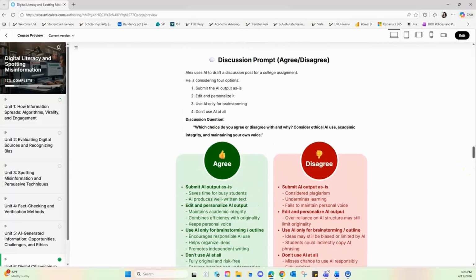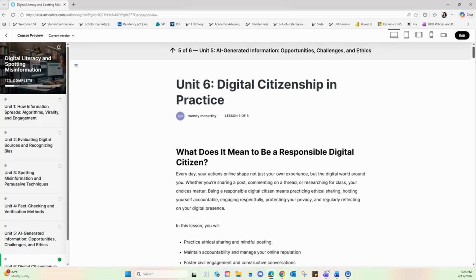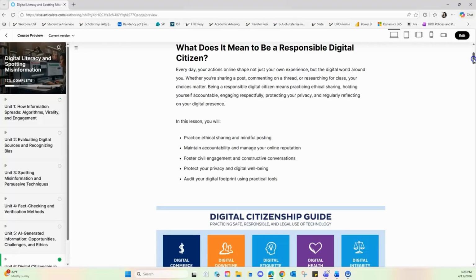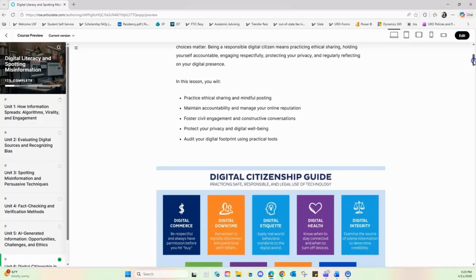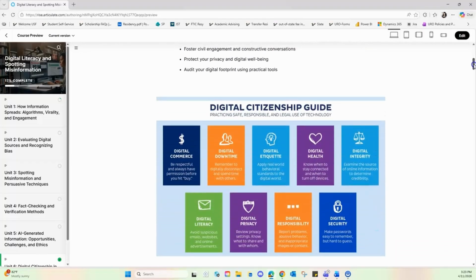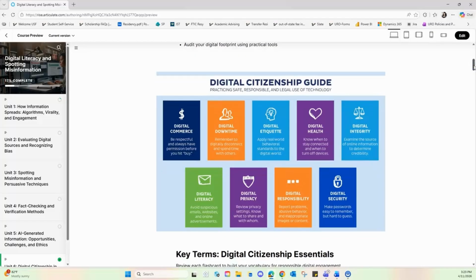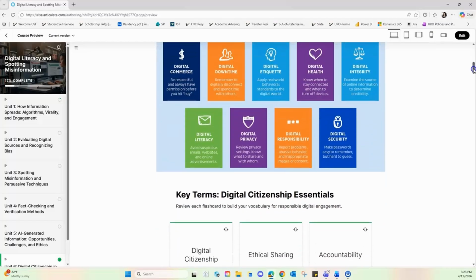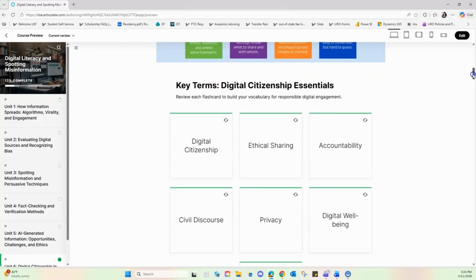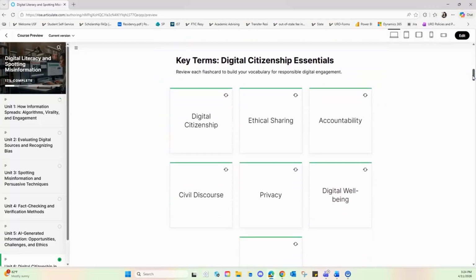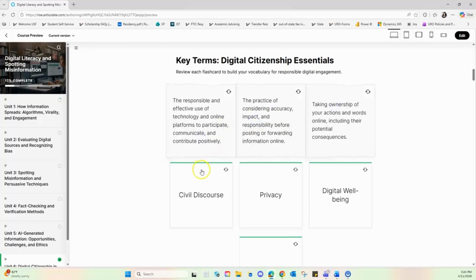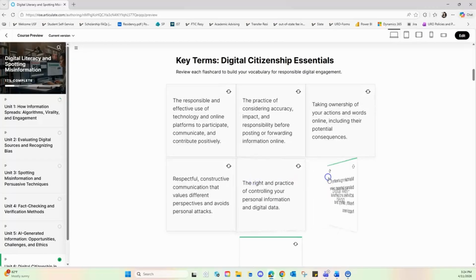Once you start this unit, we focus on what it means to be a responsible digital citizen. In this unit, we introduce the learner goals and use an image to highlight key terms related to digital citizenship. We also use flip cards to introduce vocabulary for responsible digital engagement. Review each flashcard to build your understanding of key concepts.